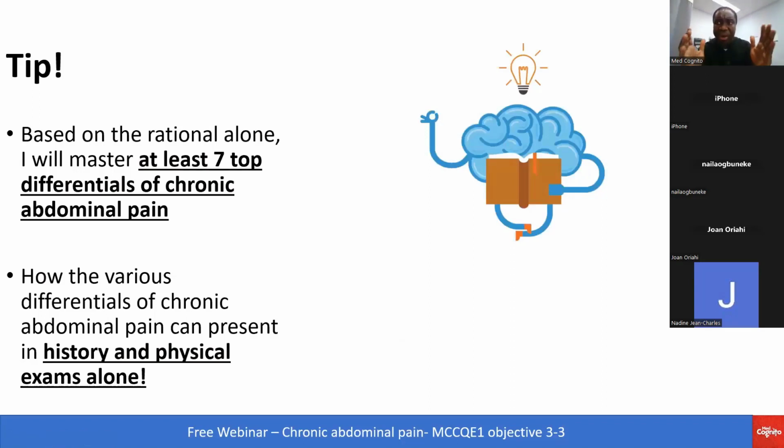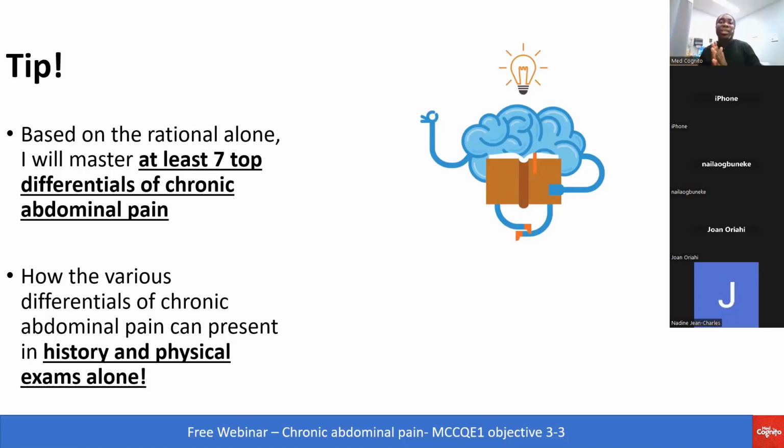So the tip I will have for you is that based on the rationale alone, I will master at least 7 top differentials of chronic abdominal pain. And then number two, how the various differentials of chronic abdominal pain can present in history and physical exam.